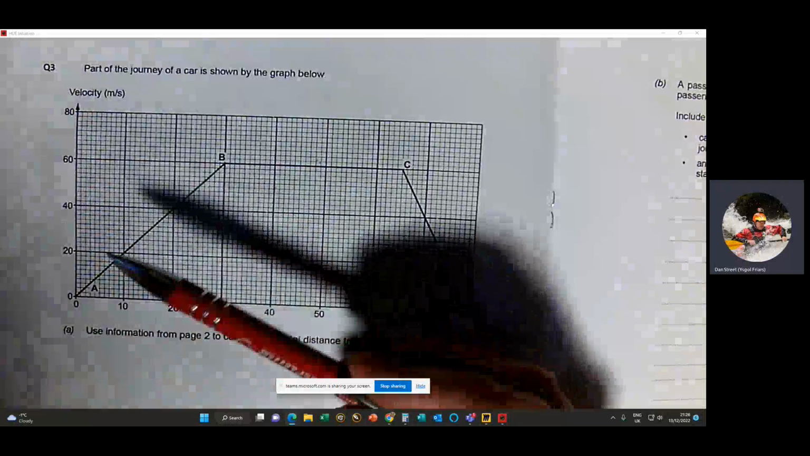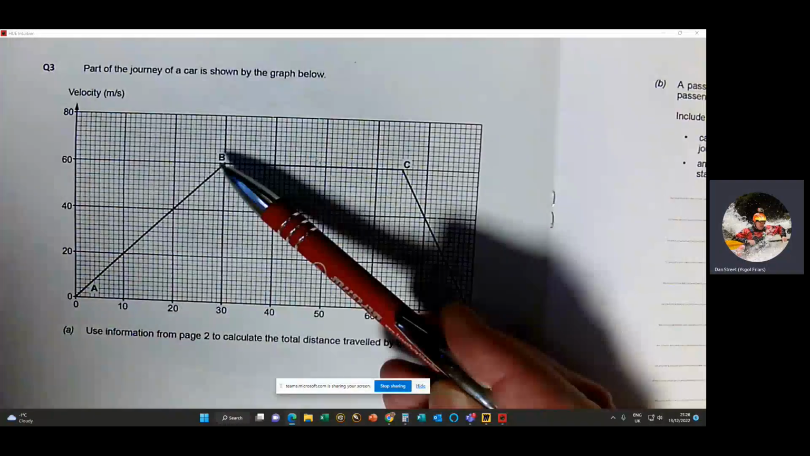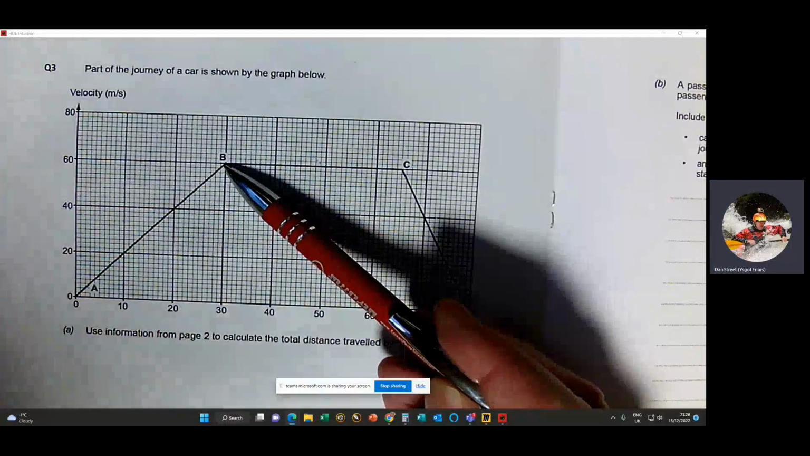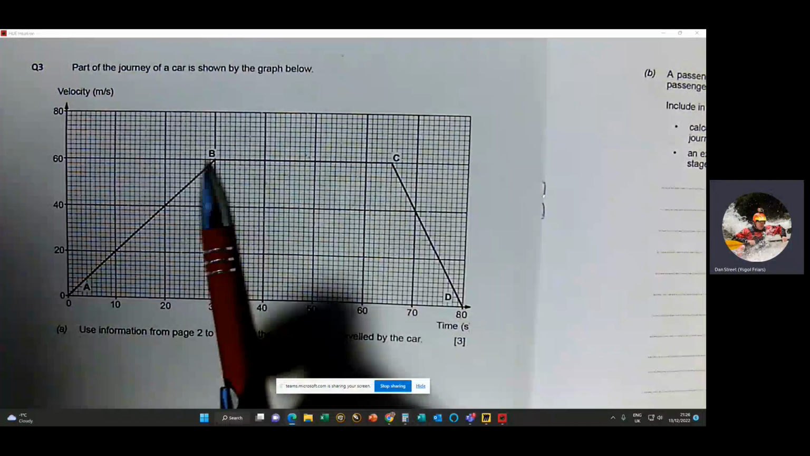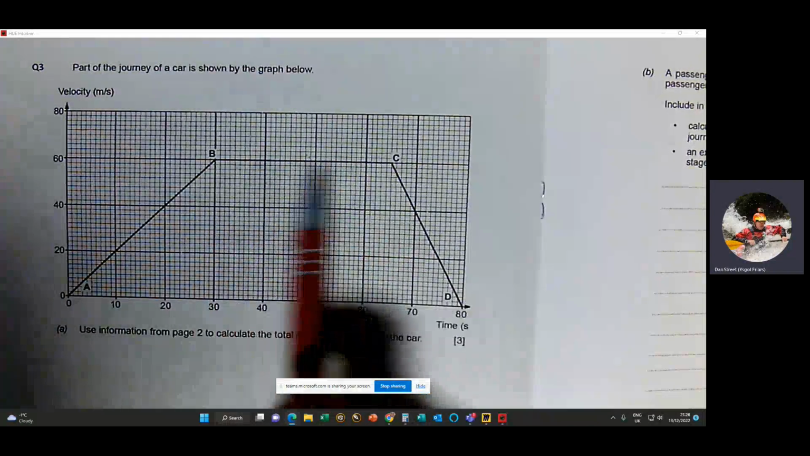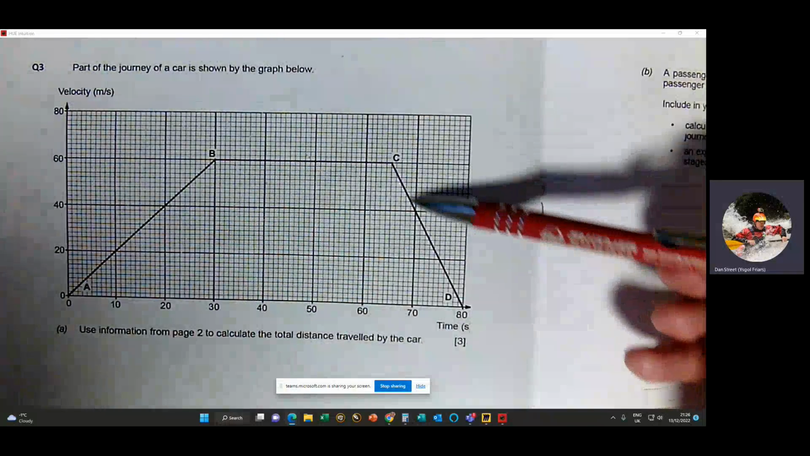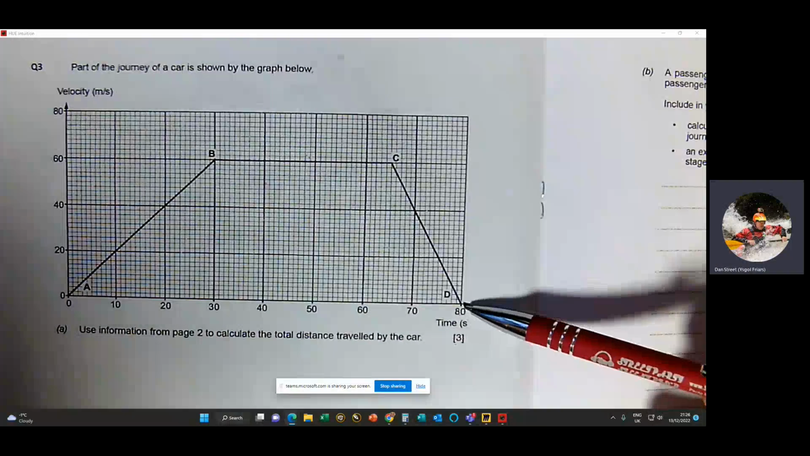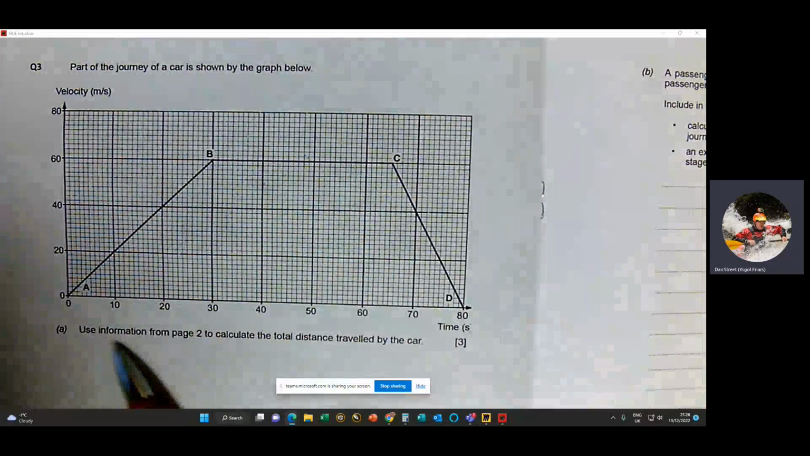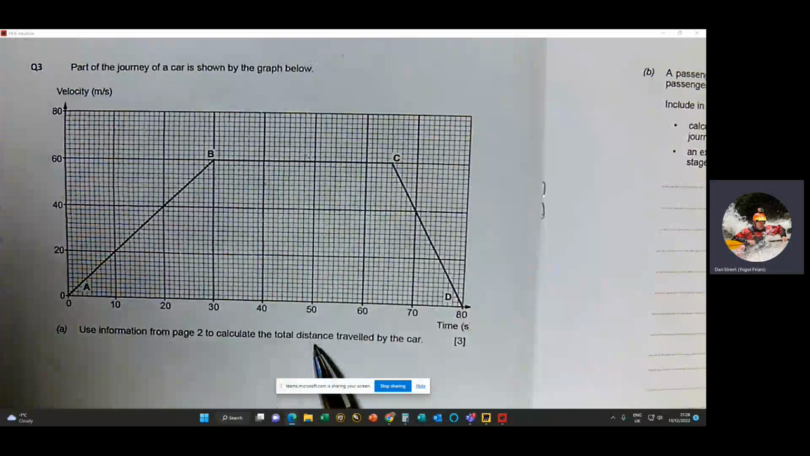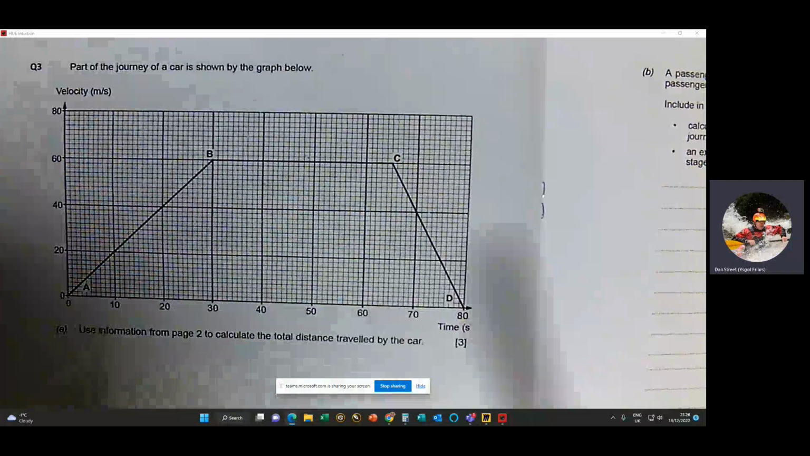So we can see that over the first 30 seconds the vehicle increases in velocity from 0 meters per second to 60 meters per second. For the following 35 seconds it travels at a constant velocity before decelerating back down to 0 meters per second at the end of the journey. Okay, so use information from page 2 to calculate the total distance travelled by the car.